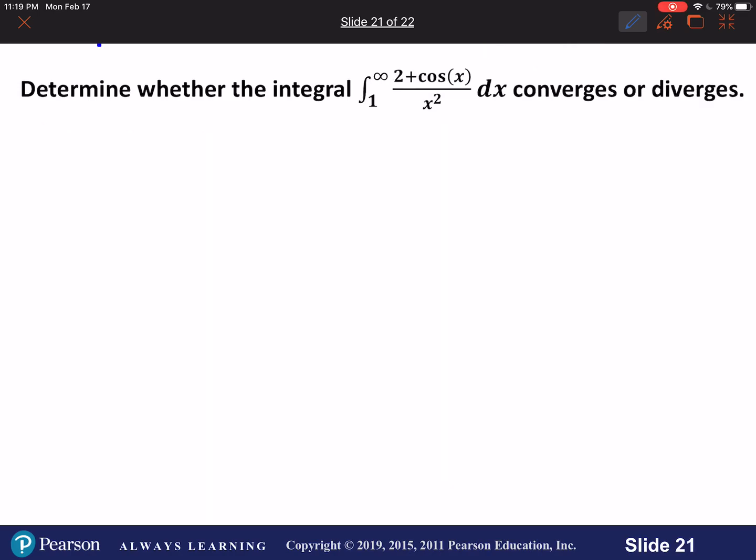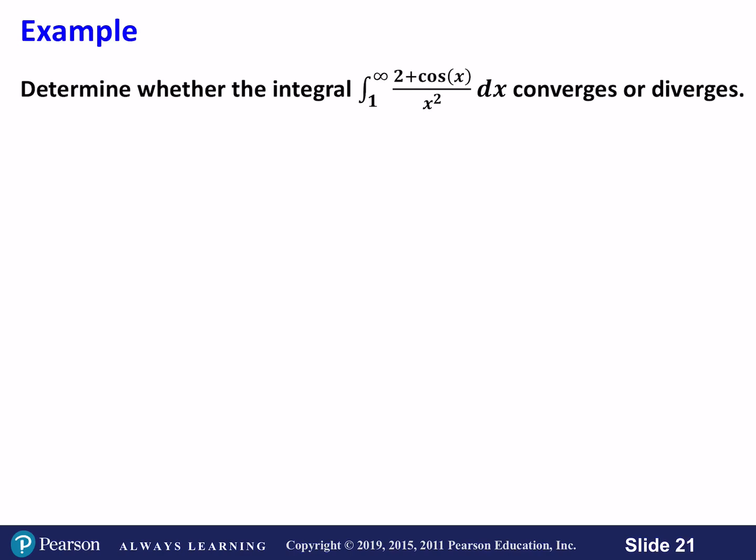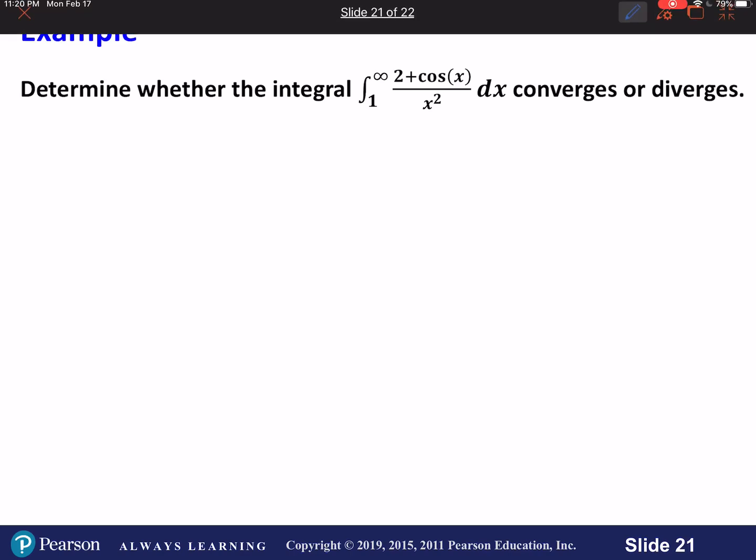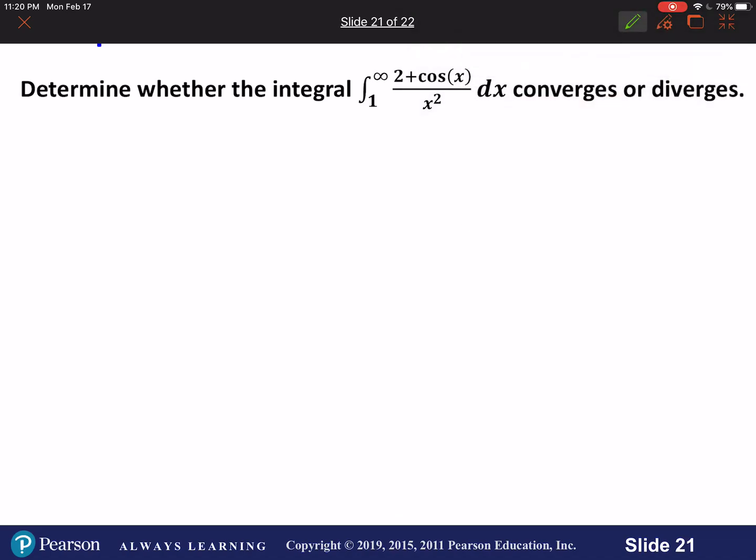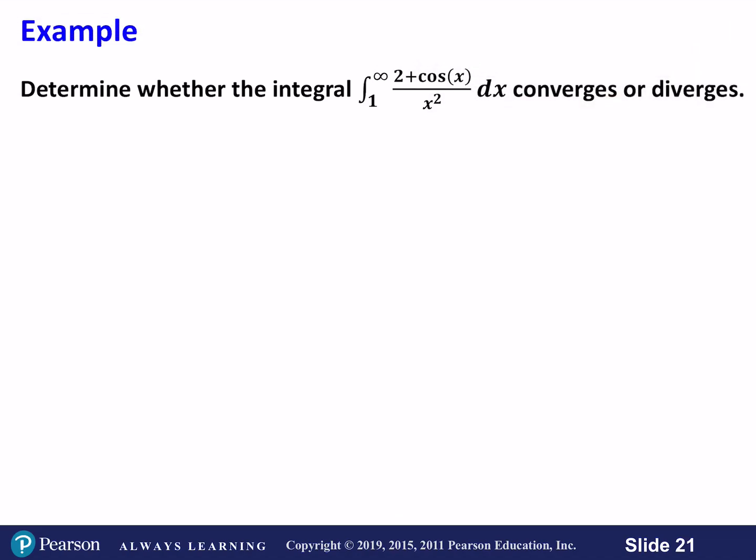Okay, next up, we're going to determine whether the integral 1 to infinity of 2 plus cosine of x divided by x squared converges or diverges. The hardest part of this sort of problem is identifying the appropriate function to compare this thing to. All right. So, let's write that down. What to compare 2 plus cosine x all over x squared to?